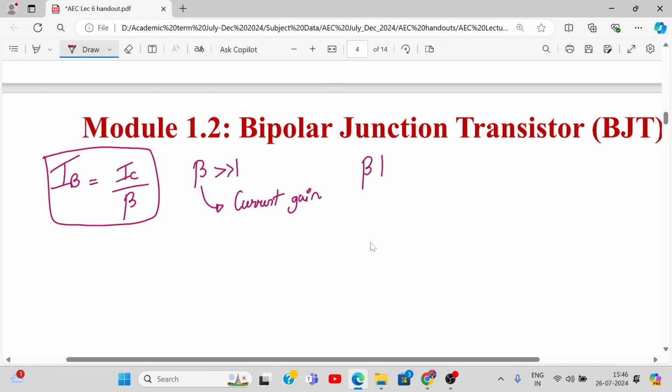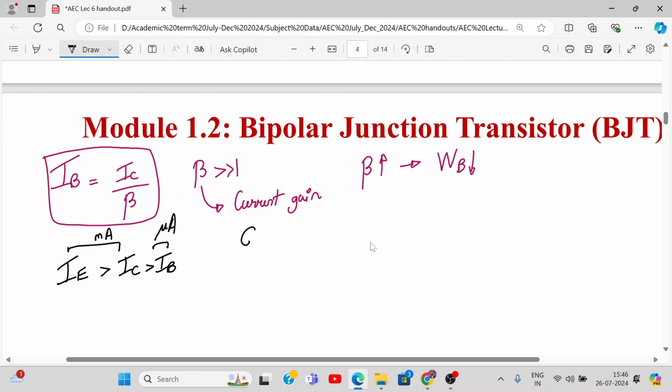Your beta, if you increase, that will result in decreasing the base width also. Now let's talk about emitter current. What is the emitter current given by? I told you emitter current is greater than collector current, which is greater than base current. These two are in milliamperes. This is in microamperes. It's very, very small, the units.